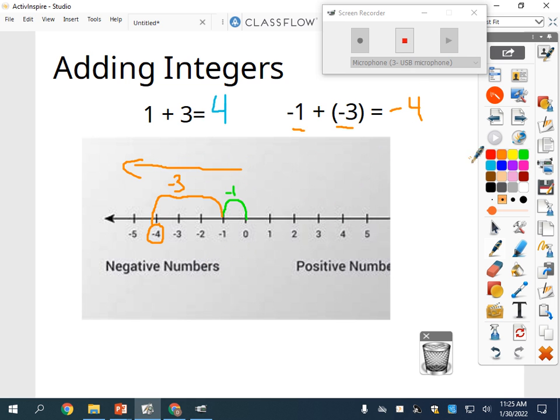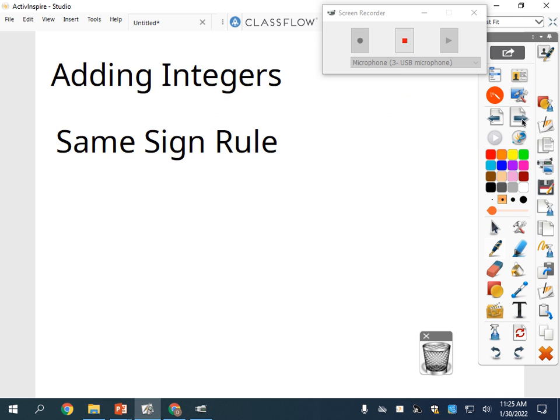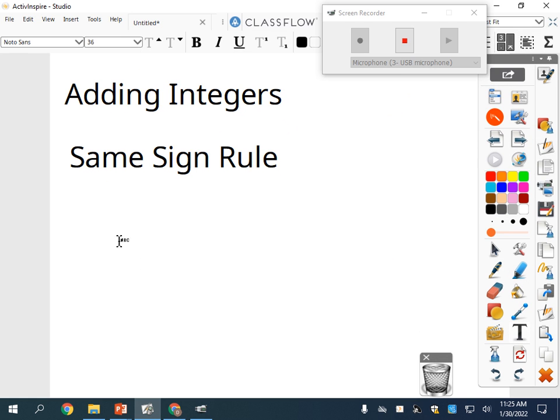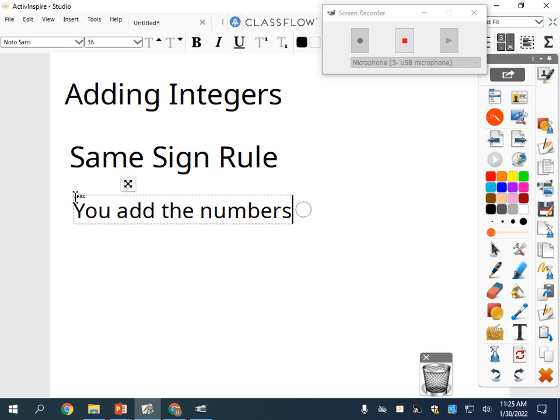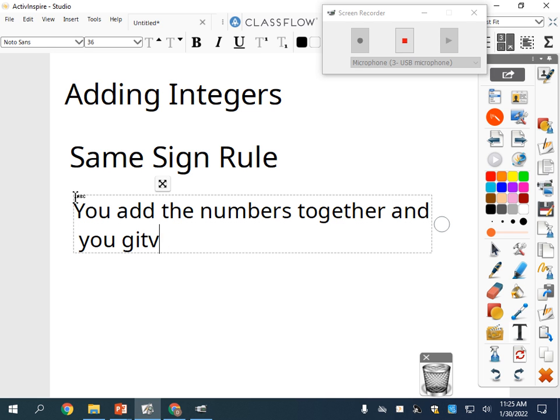Okay, all right, so that kind of gives you a little background on why integers act the way they do when you're adding integers that have the same sign. So basically, the rule is this. When you add integers with the same sign, you add the numbers together and you give it whatever sign they both have.